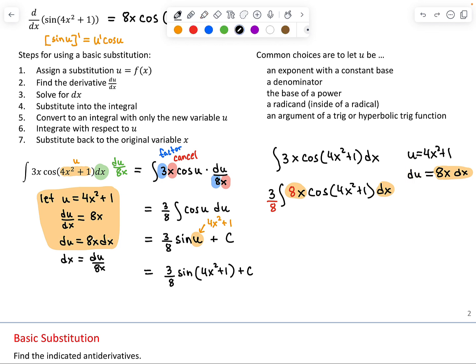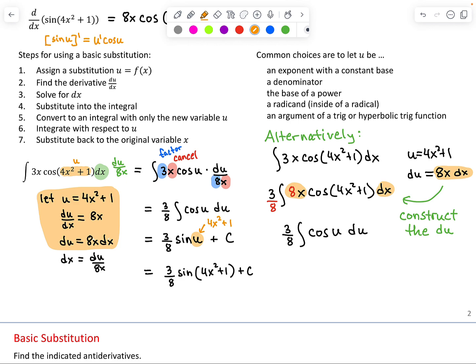So we get a 3/8 coefficient times a cosine, and I'll call the argument u again, and then the orange highlighted portions, 8x dx, simply become du. And notice I get to an integral that's no different than this integral. It was just a slightly different manner to go about the substitution. I refer to this as constructing the du. So this presents an alternative way to go about a substitution.